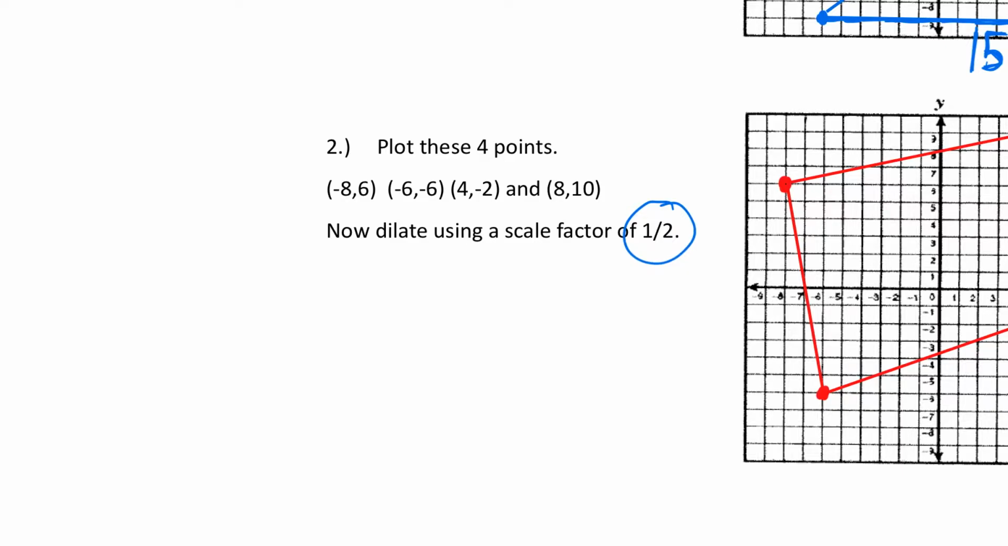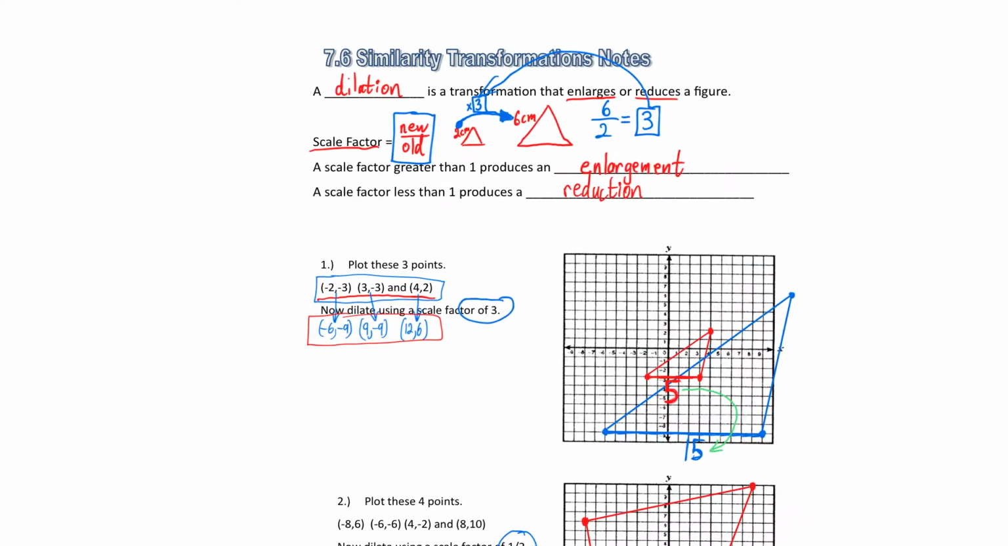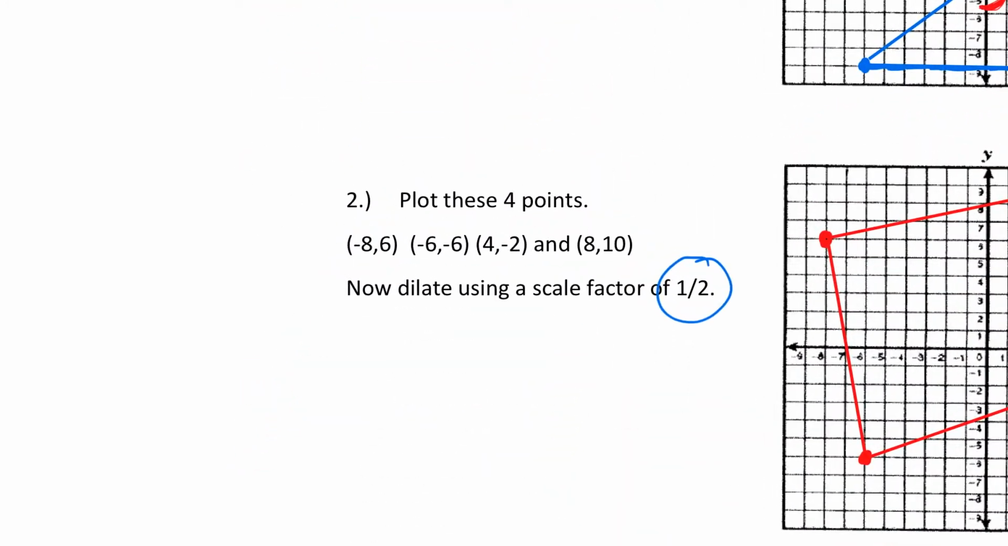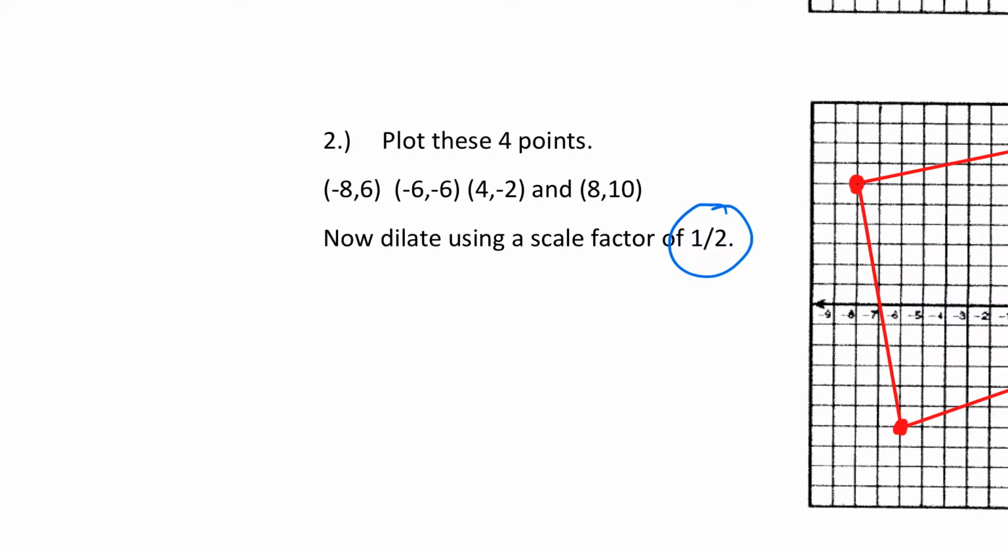So is this going to get bigger or smaller? Smaller. That's what this says up here. If the scale factor is less than 1, it produces a reduction. Okay. So again, everything gets multiplied by 1/2. So what is -8 times 1/2? It's -4. And what is 6 times 1/2? 3. Yep. So that turns into that.